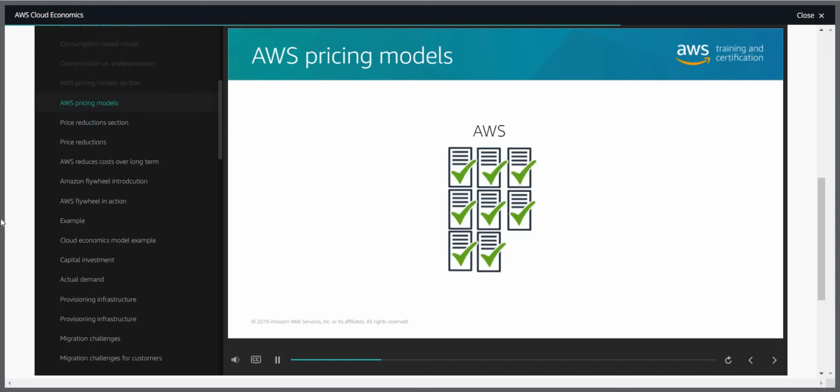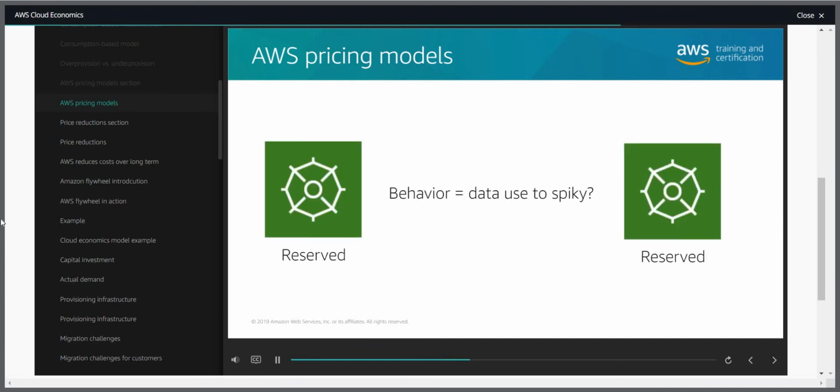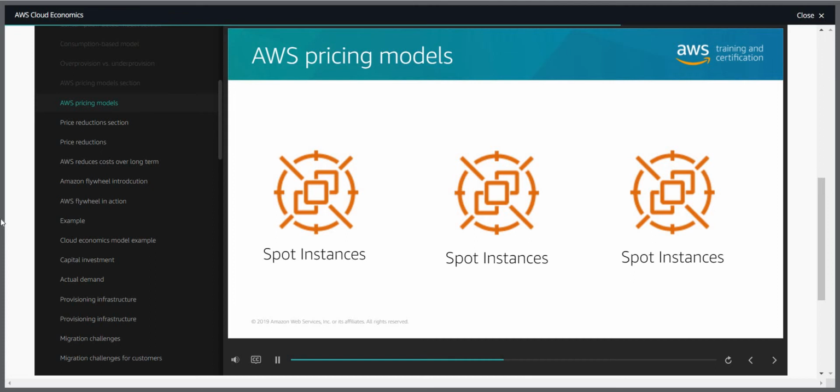With AWS, your customers can optimize their expenditure by matching the usage model to the requirements of workloads by maturity and behavior. By maturity, we mean, does the customer have enough data to determine a usage baseline so they can use a reserved instance? When we say behavior, we mean, is data usage too spiky for reserved instances? Will spot instances work better?